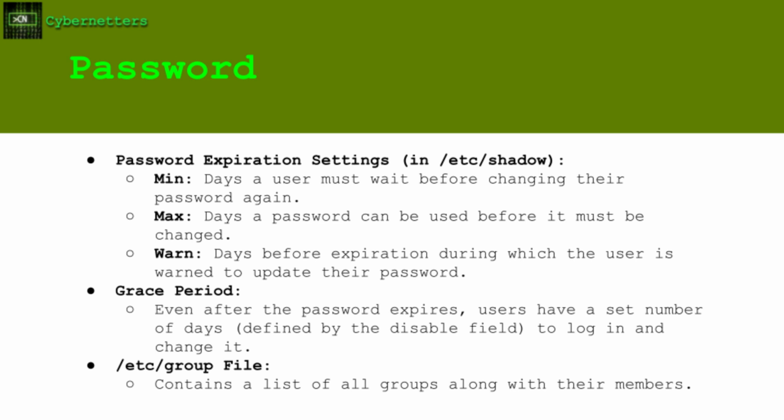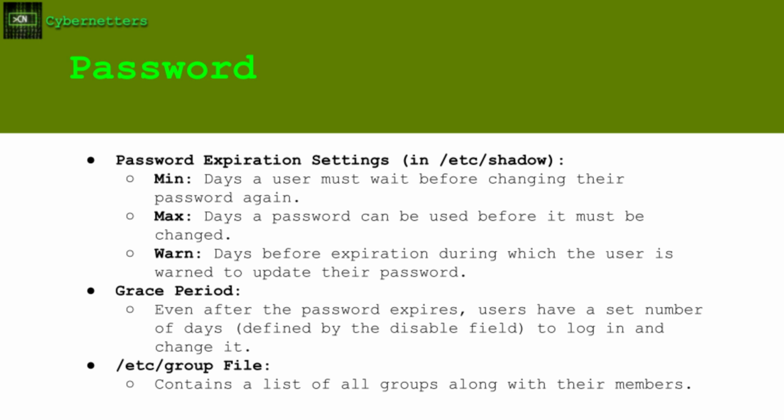So let's talk about password expiration settings in Unix and how they keep your system secure. Everything related to password expiration is stored in /etc/shadow, which, like we talked about earlier, only root can access. This file keeps track of when and how often users need to update their passwords.